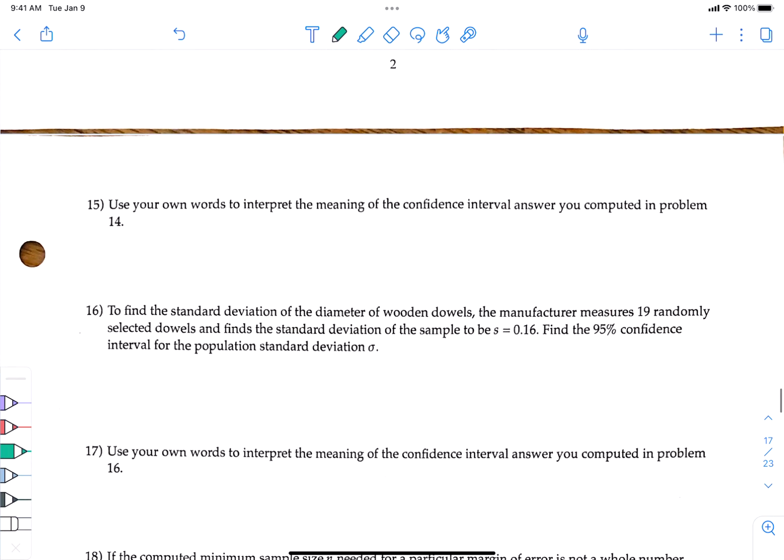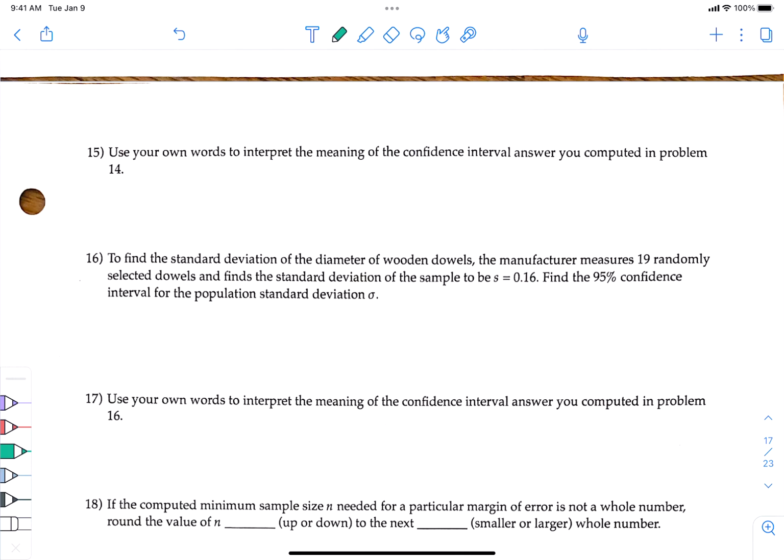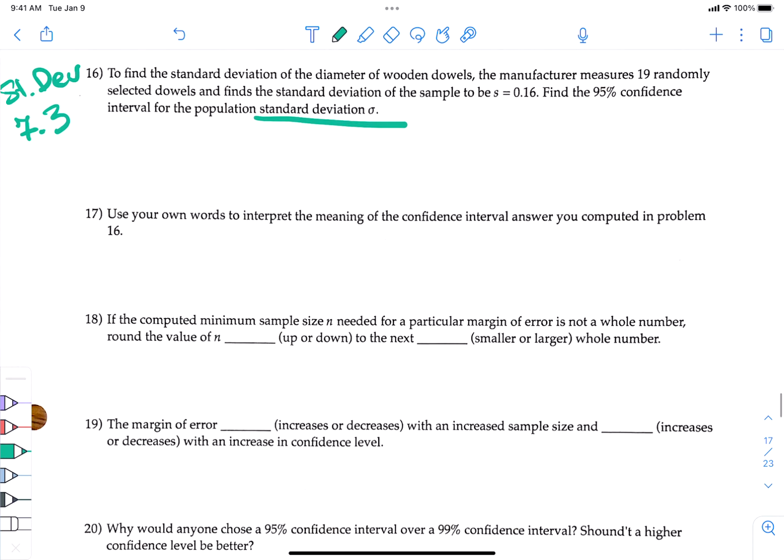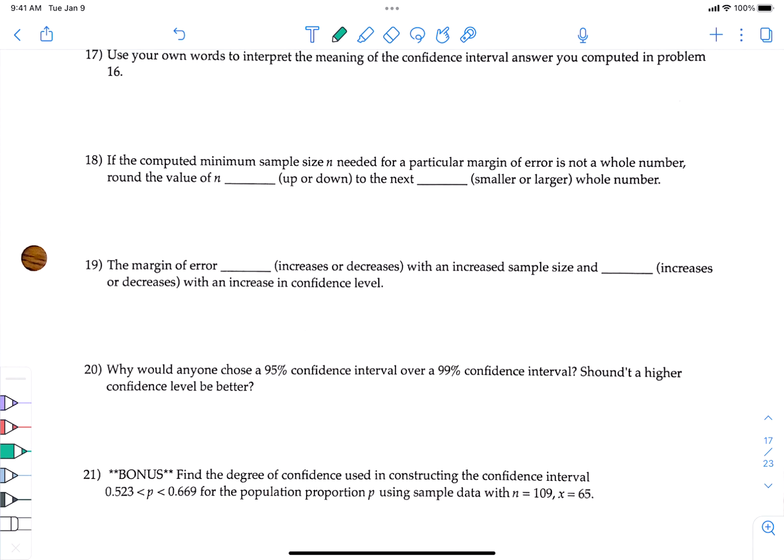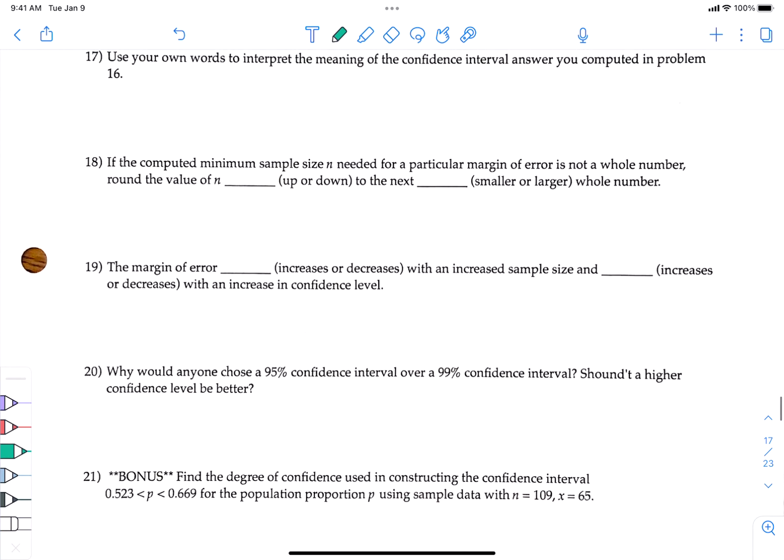15. Use your own words to interpret. 16. To find the standard deviation of the diameter of wooden dowels, the manufacturer measures 19 randomly selected dowels and then finds the standard deviation of the sample. Find the 95% confidence interval for the standard deviation. That's another 7-3 standard deviation confidence interval. This is where you look up chi-squared. That's the chi-squared chart. 17, use your own words. 18, 19, 20, 21 are just kind of like fill in the blank and answer the question.